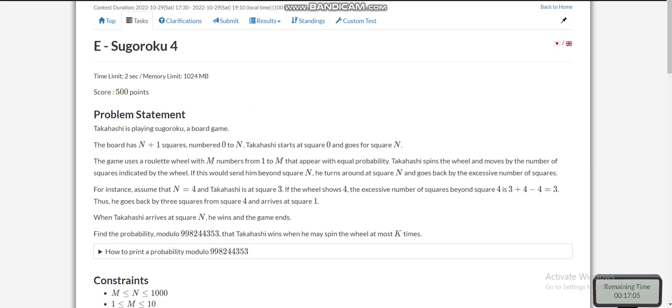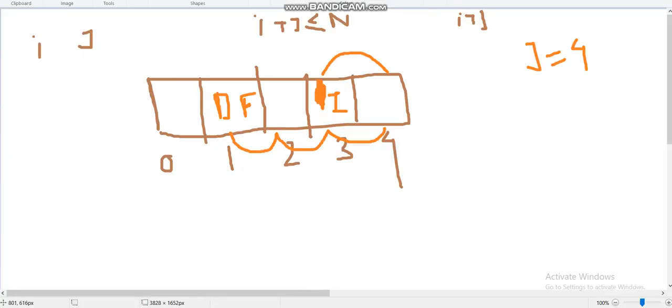Now what do we have to print? We have to print the probability modulo this number. You can check this out also. We have to find the probability, modulo this number, that Takahashi wins when he may spin the wheel at most k times. He will win if he gets to the n square. So we have to find not the minimum number of spins, but the probability that Takahashi will get to the n square with less than or equal to k spins. I hope you got it.